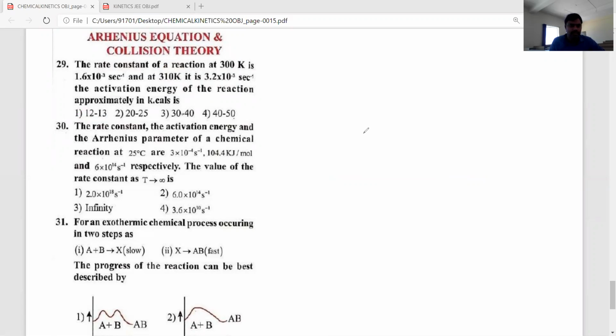It's very easy, dear students. Question 30: the rate constant, the activation energy, and the Arrhenius factor of a chemical reaction at 25 degrees centigrade are given. The first one is the rate constant K, the second one is the activation energy EA, and the third one is the Arrhenius factor respectively. The value of the rate constant at infinite temperature we need to find out.